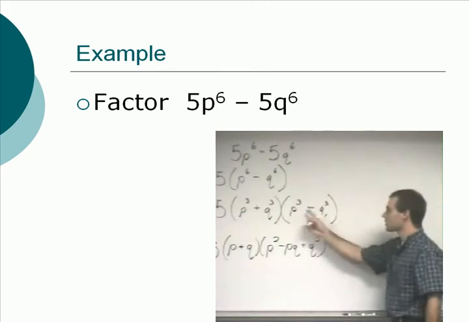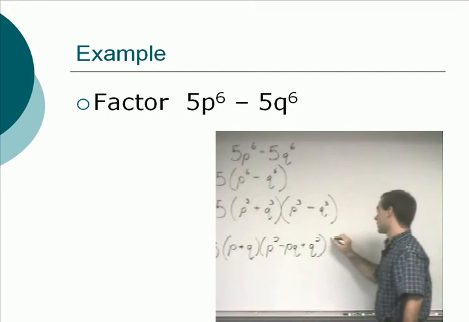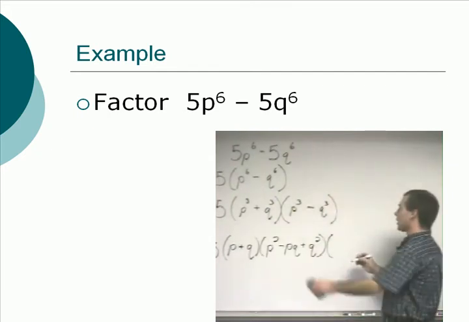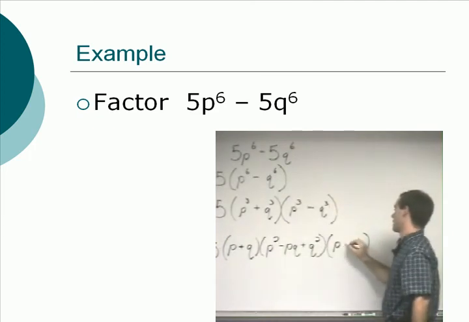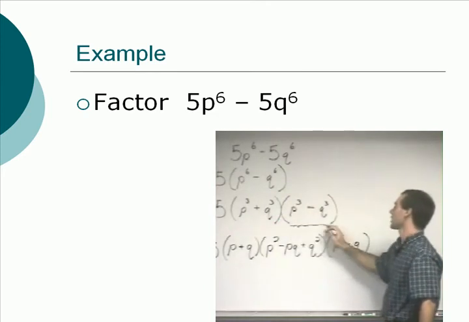Okay, now we're not done. We still have to factor the p cubed minus q cubed. And so how's that going to factor? The first binomial here is going to be p minus q cubed. This is the one we're working on now.